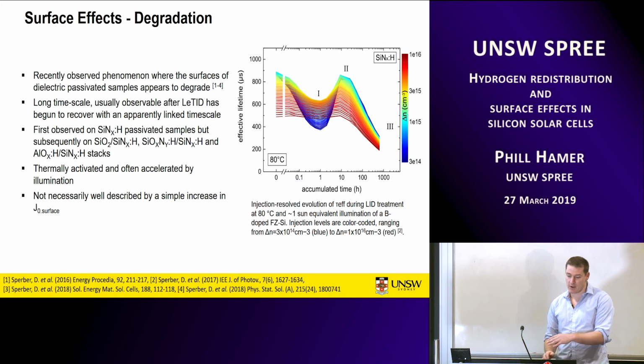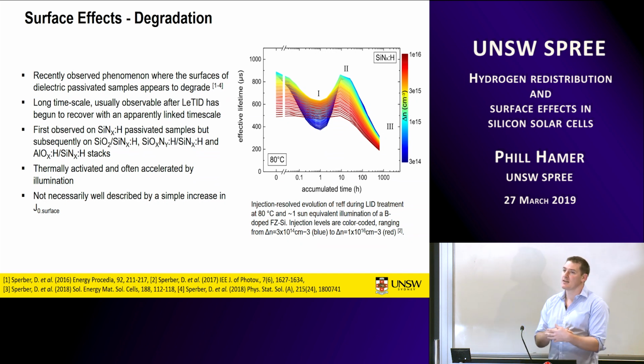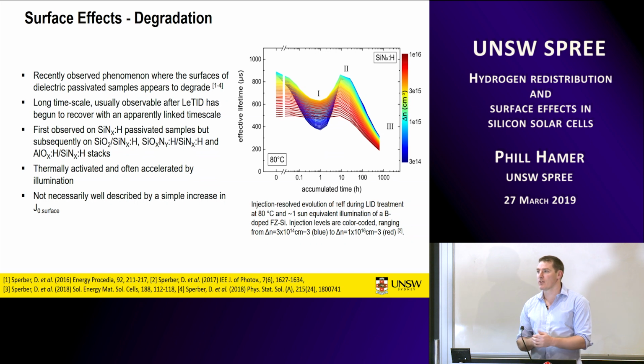So the second effect I'm going on to is degradation at the surface. This is largely based on work out of the University of Konstanz. David Sperber's the guy who's basically driven this train for a while. And what they observed are, after LeTID has come and gone and your bulk has fixed up, you then start to see a real nasty decrease in your effective lifetime, linked to recombination near the surface.